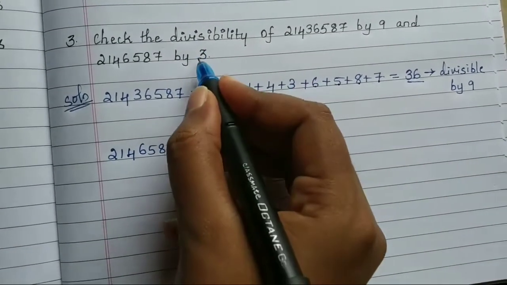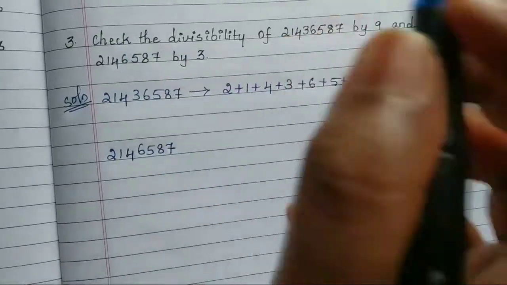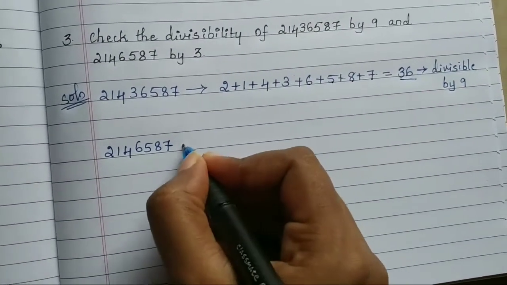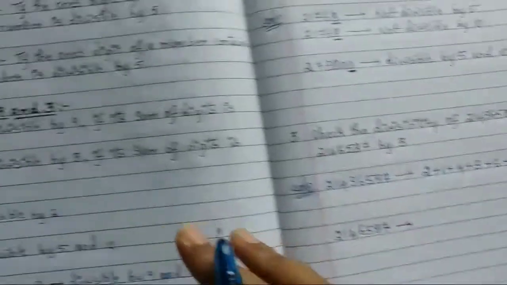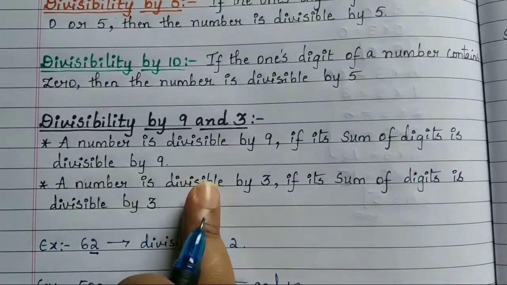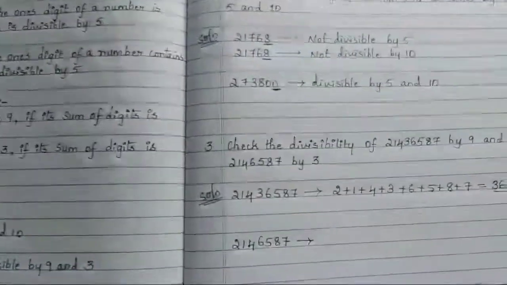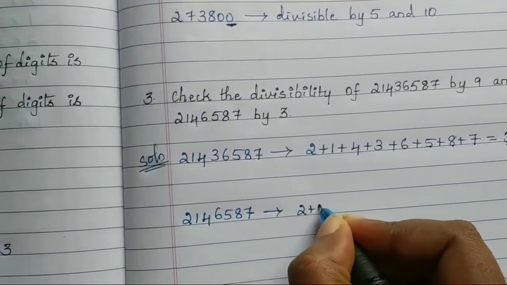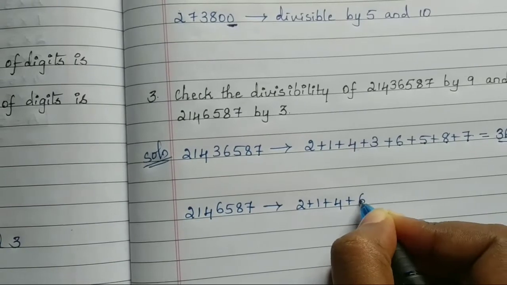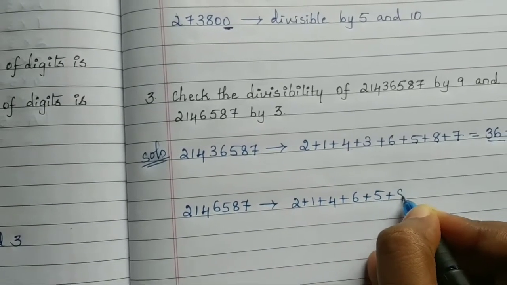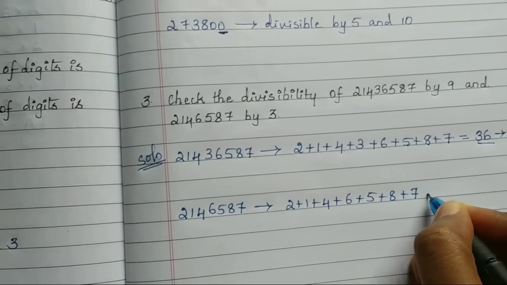2146587 should be divisible by 3. We have to check whether it is divisible by 3 or not. So here also the same process. You can see here a number is divisible by 3 if its sum of digits is divisible by 3. So let's add this: 2 plus 1 plus 4 plus 6 plus 5 plus 8 plus 7.